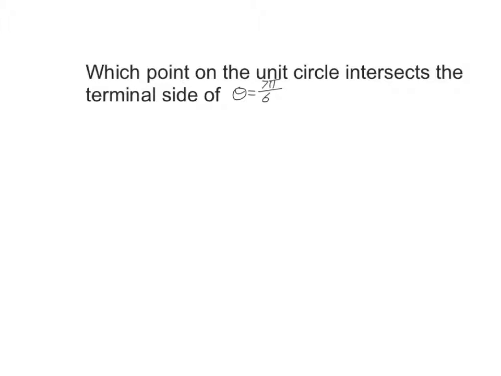Okay, so we're asked for what point on the unit circle intersects the terminal side of 7 pi over 6. You can get a quick sketch of all these unit circle problems before you actually do the calculations to give you an idea of where you're supposed to go. Because the unit circle is a circle with a radius of 1.